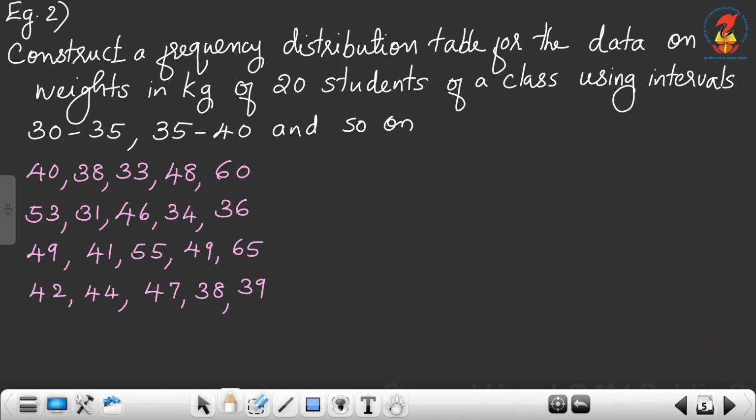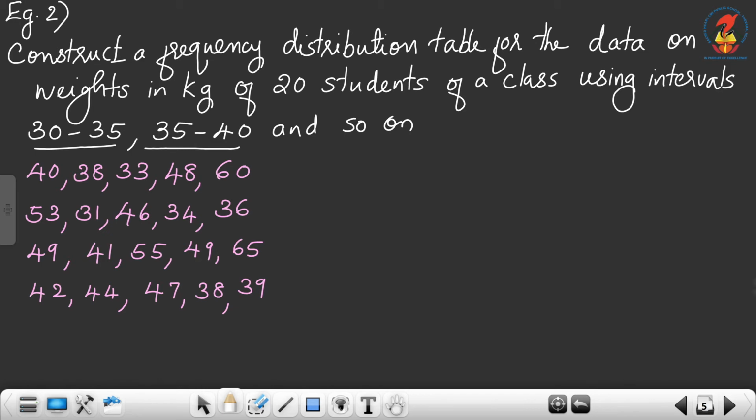Now the question: construct a frequency distribution table for the data on weights in kilograms of 20 students of a class using intervals. Class intervals are given here: 30 to 35, 35 to 40 and so on. Sometimes in the question it is given, so you have to start from 30 to 35 and make the class intervals this way, 30 to 35, 35 to 40, like that.